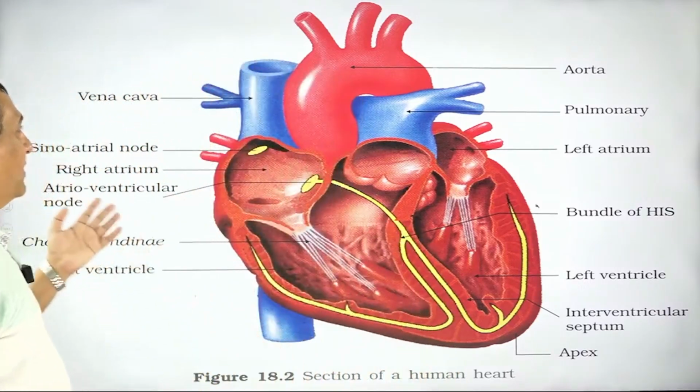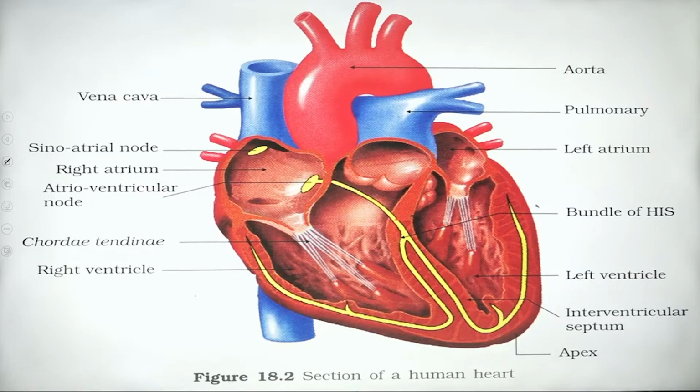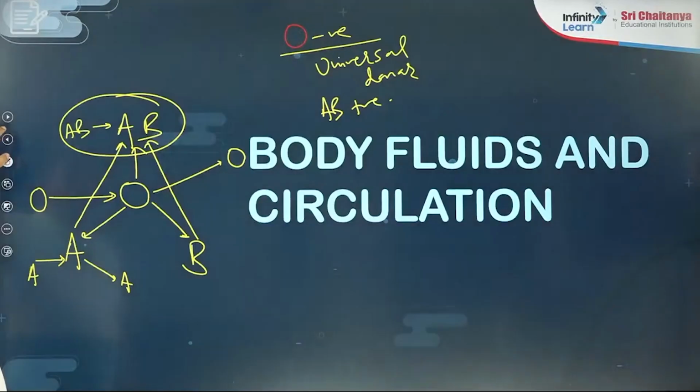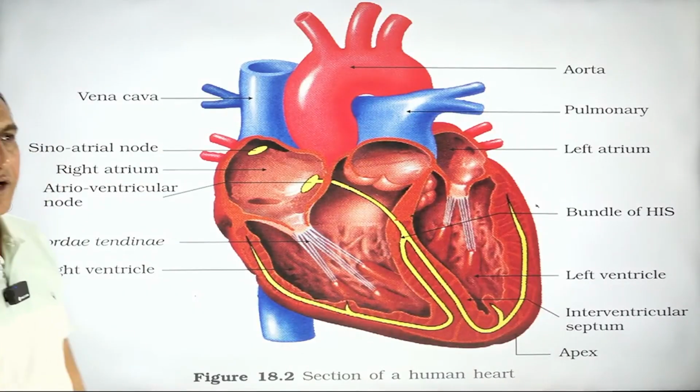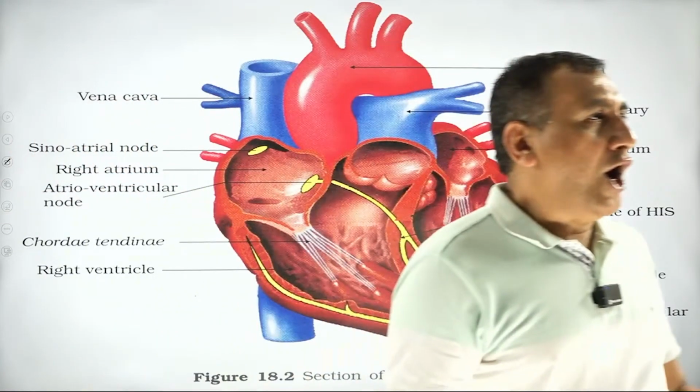Now I am coming to another part of the circulatory system. The name of our topic is body fluid and circulation. In body fluid and circulation, this is the structure of the heart. How many chambers?